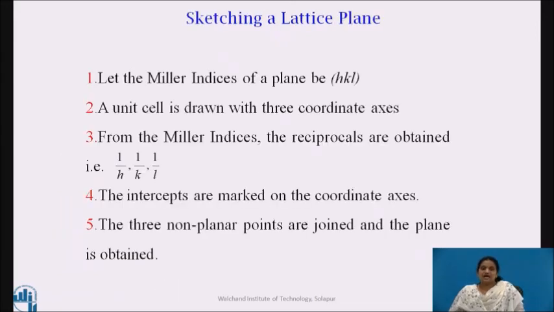Now we will see how to sketch a lattice plane. The intercepts made by a plane can be found if the Miller indices of the plane are known. So for that the procedure is, let the Miller indices be hkl. A unit cell is drawn with 3 coordinate axes. Then from the Miller indices the reciprocals can be obtained, that is 1/h, 1/k and 1/l. After that these intercepts are marked on the coordinate axes and then you join these points and you can get the plane.